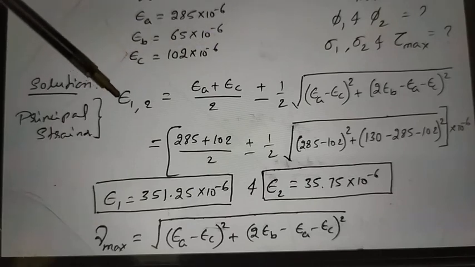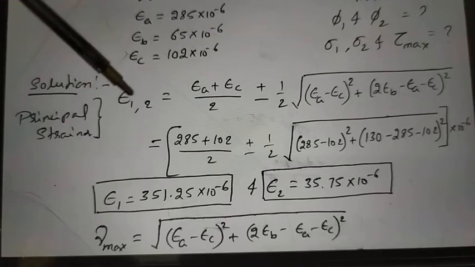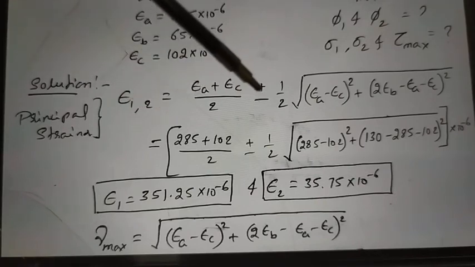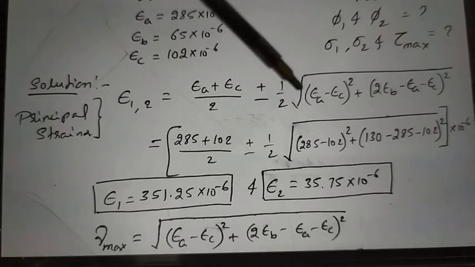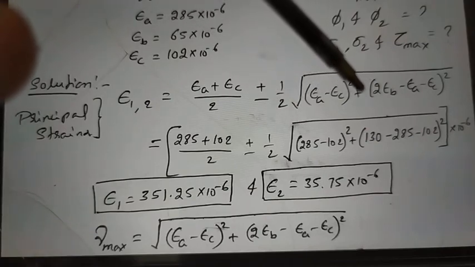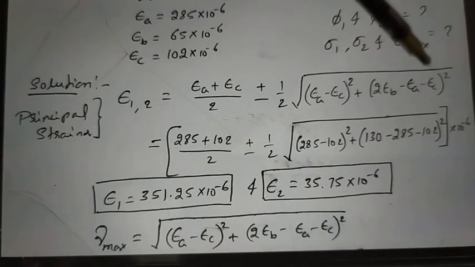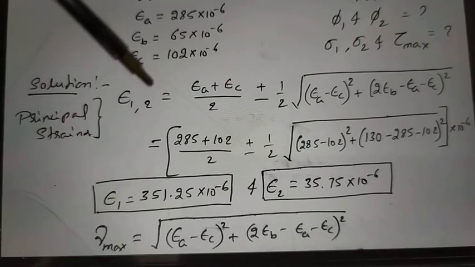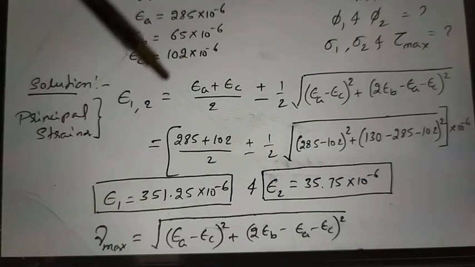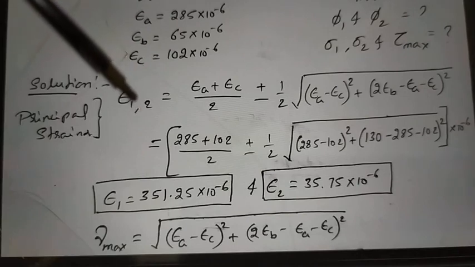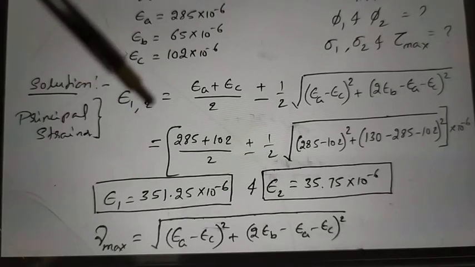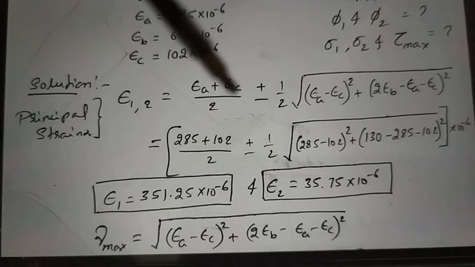This is epsilon 1, 2, that is epsilon 1 and epsilon 2, which is equal to epsilon A plus epsilon C by 2 plus or minus half of root of epsilon A minus epsilon C whole square plus 2 epsilon B minus epsilon A minus epsilon C whole square. This is the equation obtained for the three element rectangular rosette, from the derivation where you get the principal strains epsilon 1 and epsilon 2. So this equation you have to remember.